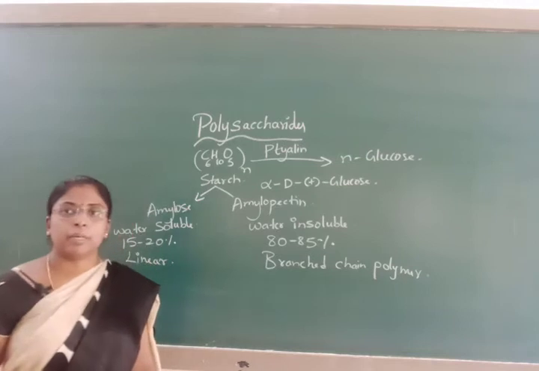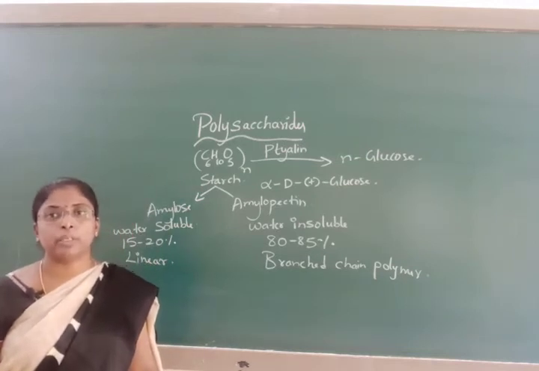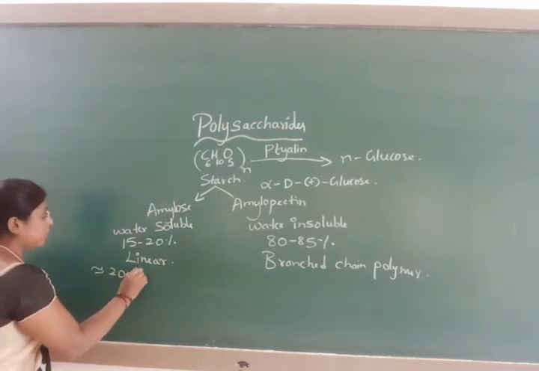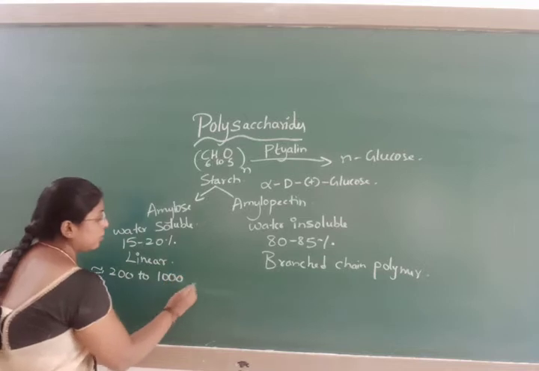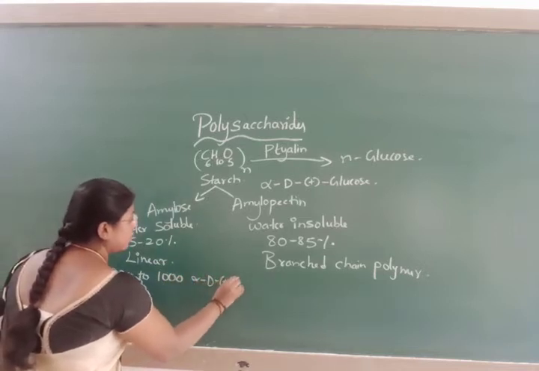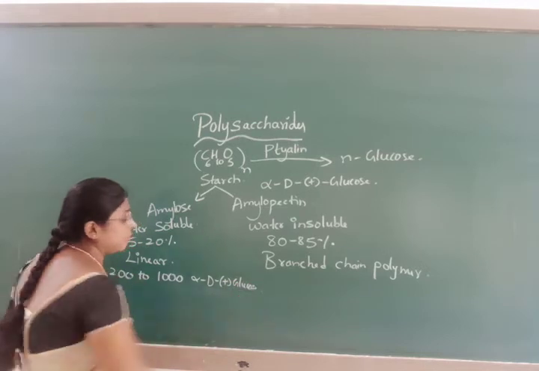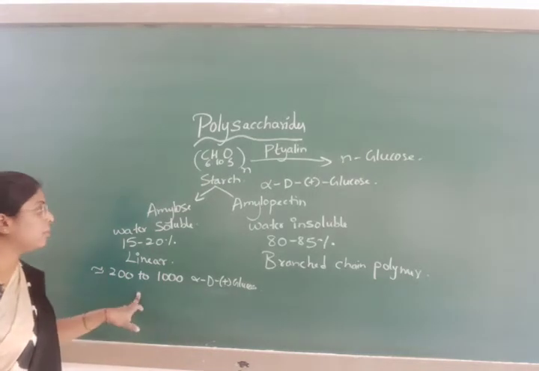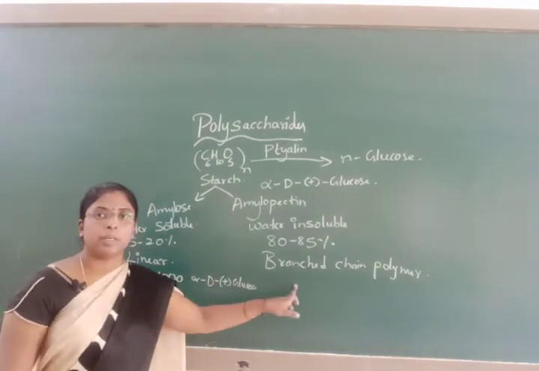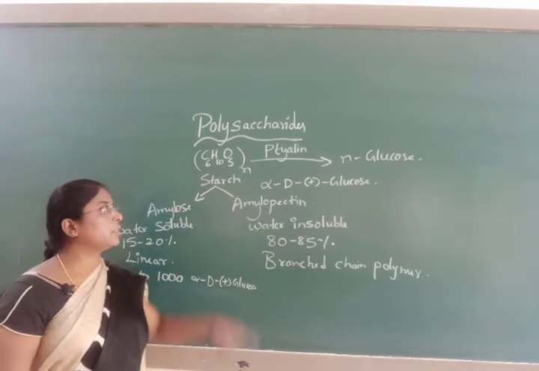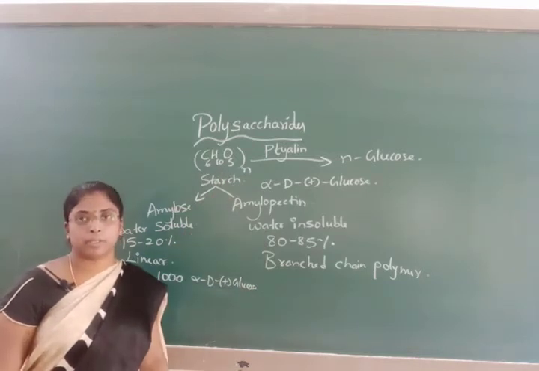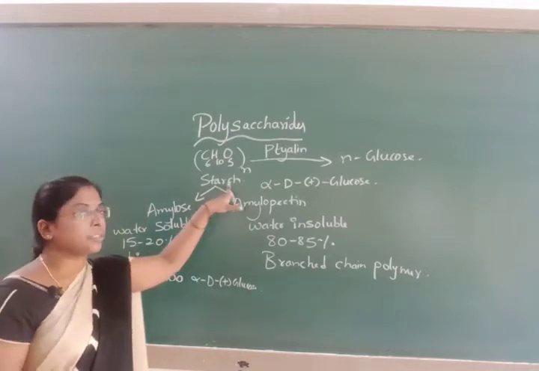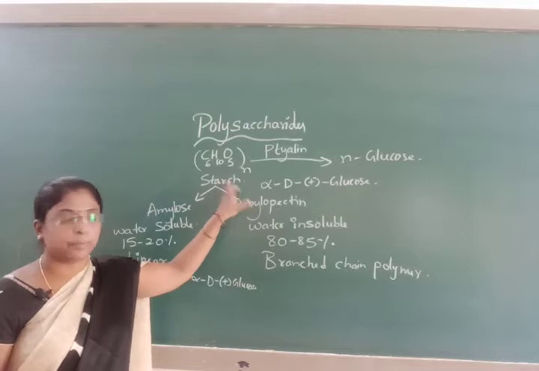This amylose is made up of approximately 200 to 1000 glucose units. What type of glucose units? Alpha D plus glucose units. The monomer for the amylose as well as the amylopectin, in general the monomer for the starch, is alpha D plus glucose unit.